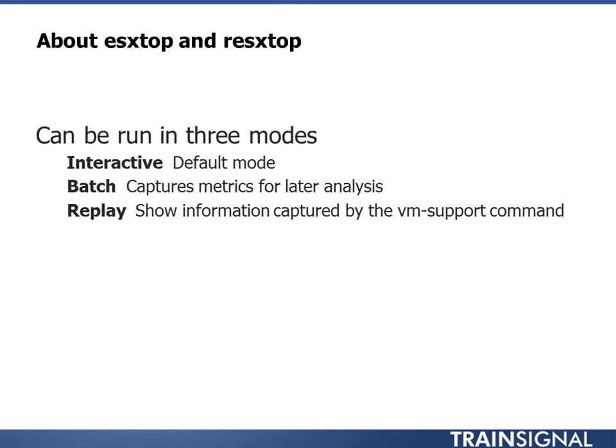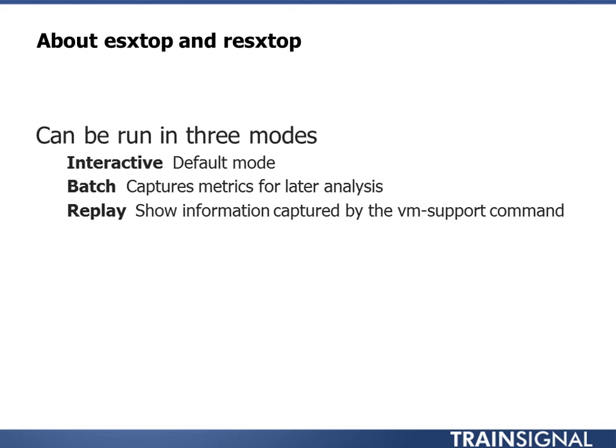So you can run ESXtop in one of three modes. There's interactive, which is the default mode, and it gives you live updated information. There's batch mode, which captures metrics and dumps them to a comma delimited CSV file for later analysis. And then there's replay mode, which shows information captured by the vm-support command.